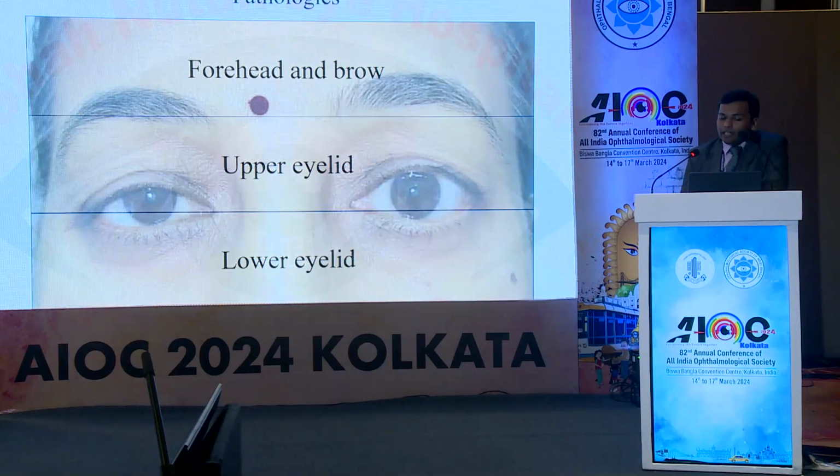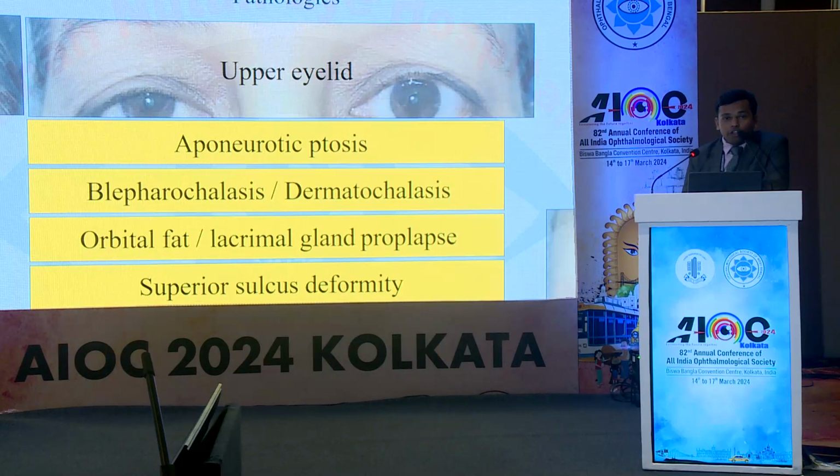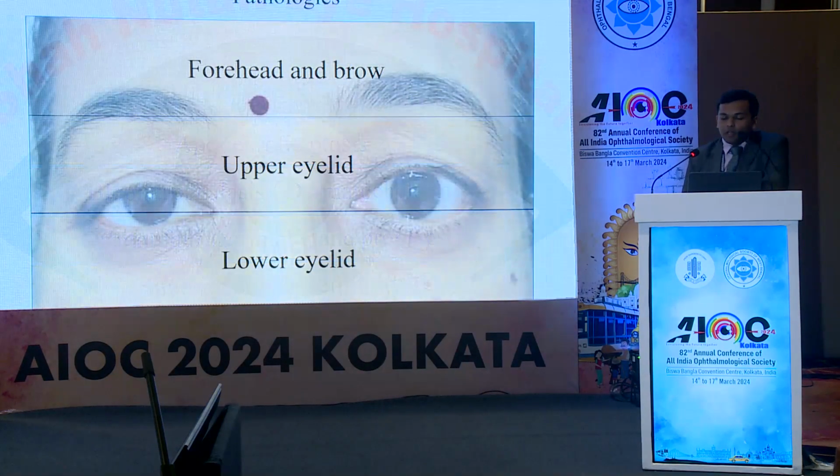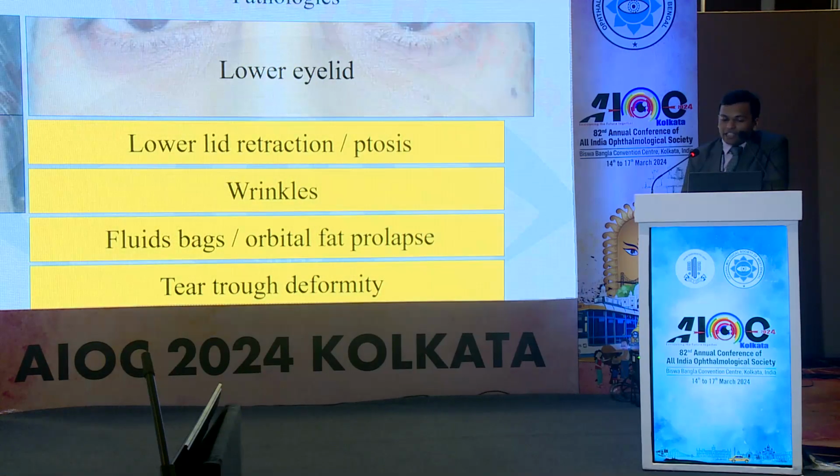Then there are some upper lid issues like aponeurotic ptosis, which is often associated with cases of dermatochalasis or blepharochalasis. There could be orbital fat or lacrimal gland prolapse, which could lead to unsatisfactory appearance. And there could always be some superior sulcus deformity following fat absorption. And there are some lower lid issues like retraction or lower lid ptosis, that is inverse ptosis.